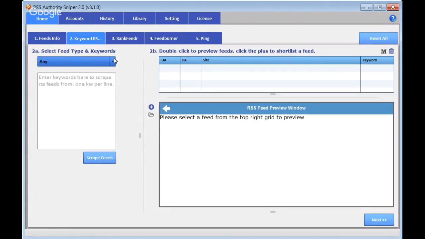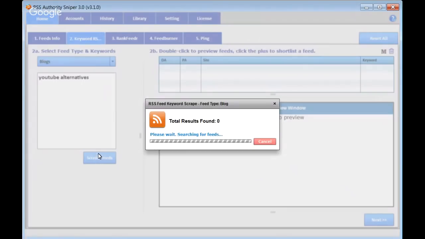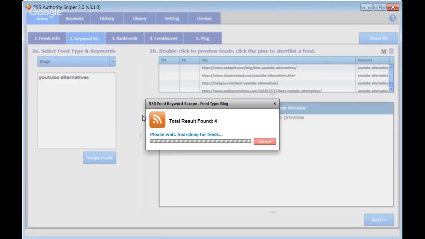So I go to the next step, and let's say I wanted to rank for YouTube alternatives. Okay, so I'm going to look for some feeds, and it's going to go out to Google and find out what sites Google likes for that keyword, and then it's going to check each of those sites for their feeds. And you can see it's found 4 already, 5.